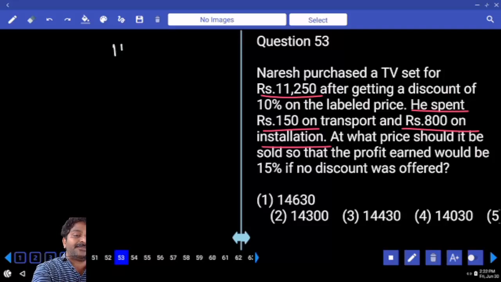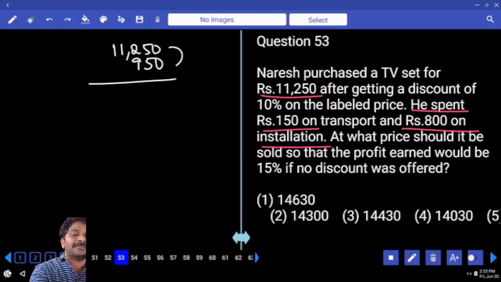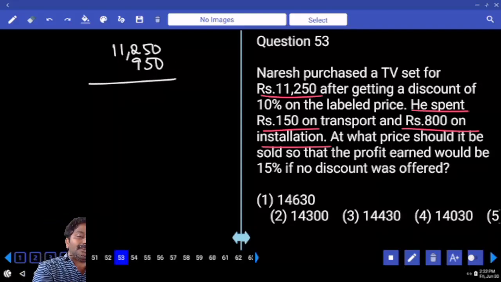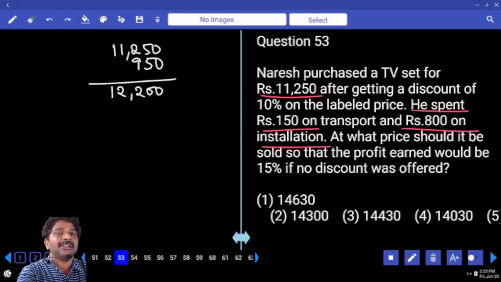He purchased it for 11,250 and then adding 950 rupees, correct? From the first number, if you take 50 and add it to the second number, it becomes 1000. Then the first number is 11,200 only. Then when you add both, that becomes 12,200. So to get the item ready, he spent a total of 12,200 rupees, correct?